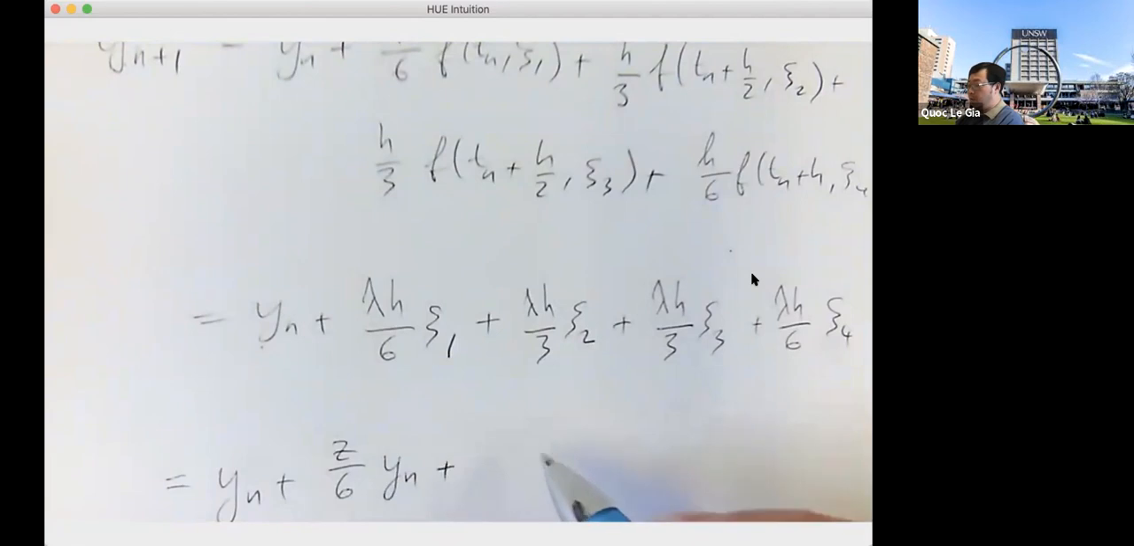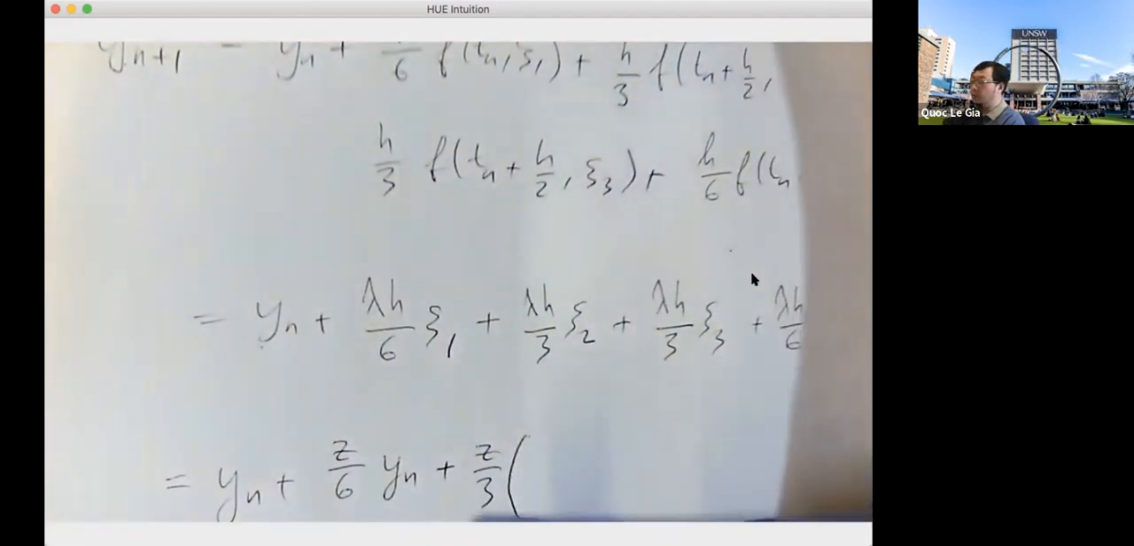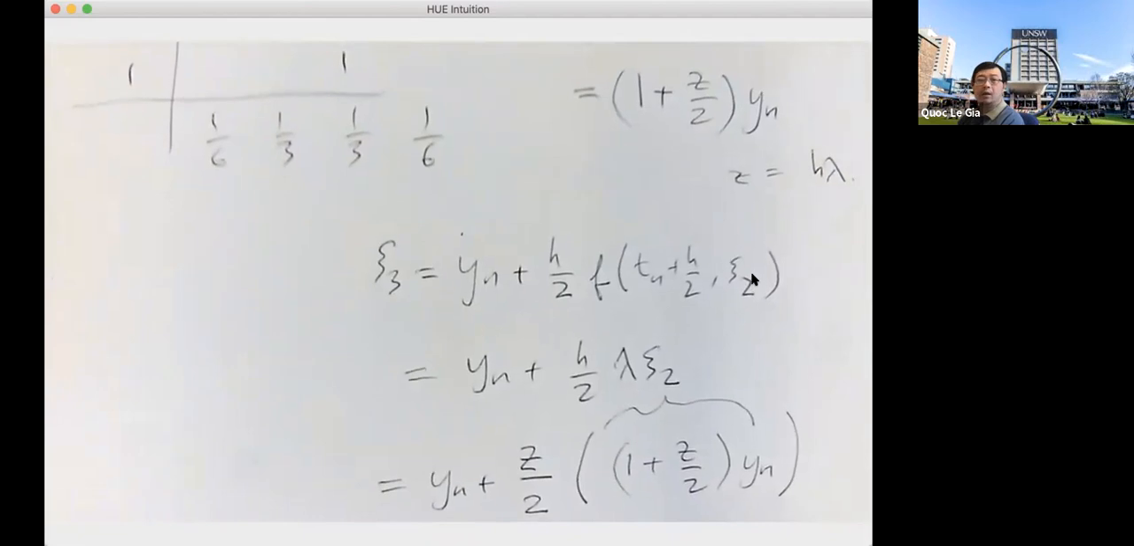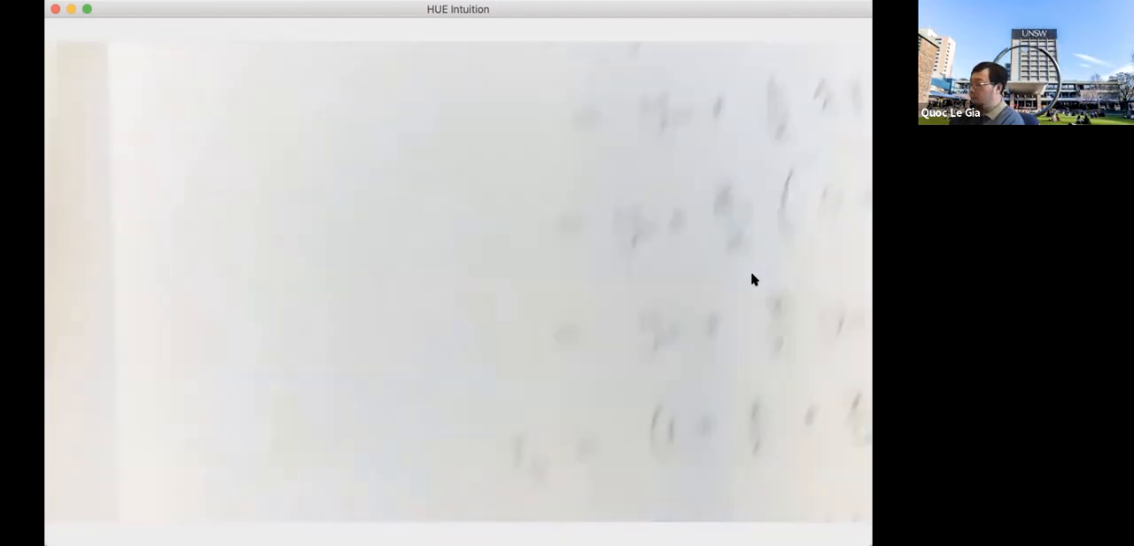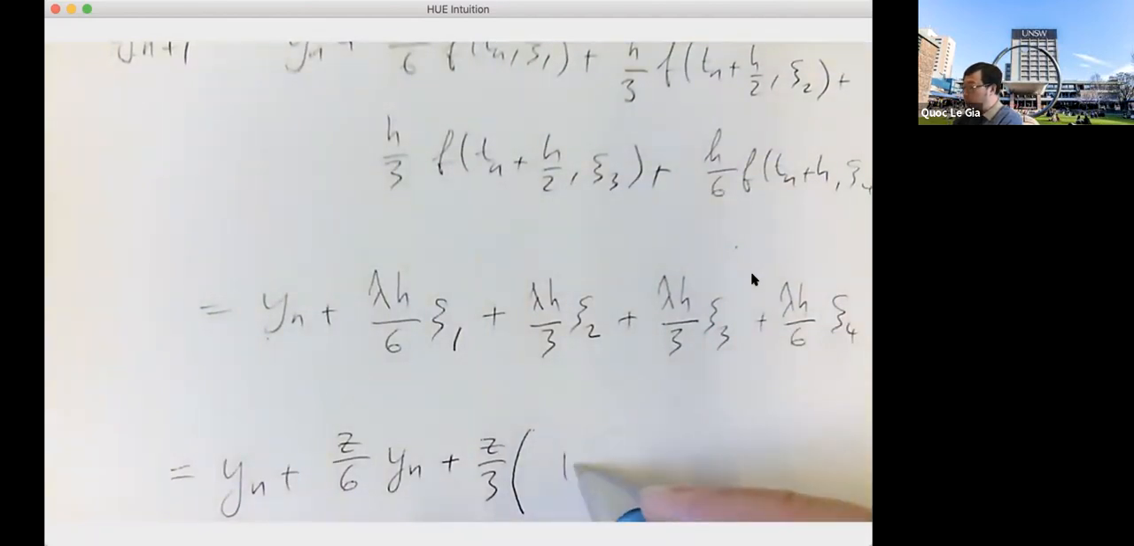Okay. Then what is your xi2? So this one is z over 3. So what is xi2? So xi2 is right here. Yeah. So 1 plus z over 2 yn.